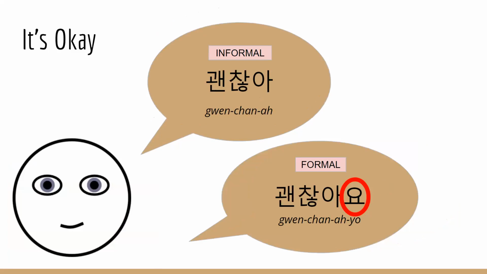괜찮아 and 괜찮아요 are the informal and formal expression for it's okay. The 요 at the end of 괜찮아요 is what makes it formal. In Korean, one of the ways you can make an expression formal is by adding a 요 at the end. But remember, that's not the only way. When we learned how to say yes, we learned that 응 is the informal word for yes and 네 is the formal one. 응요 is not a word we use. Instead, we use 네.